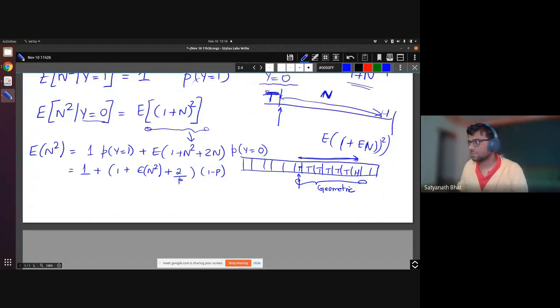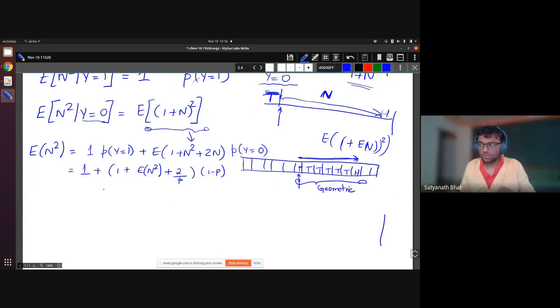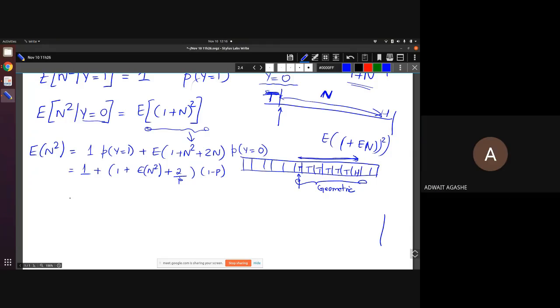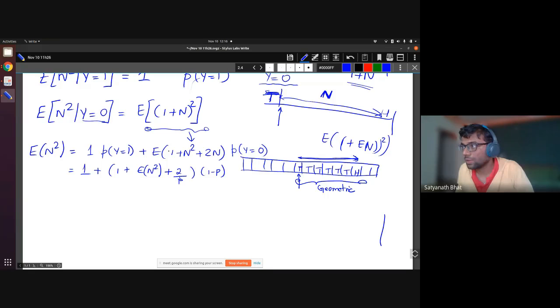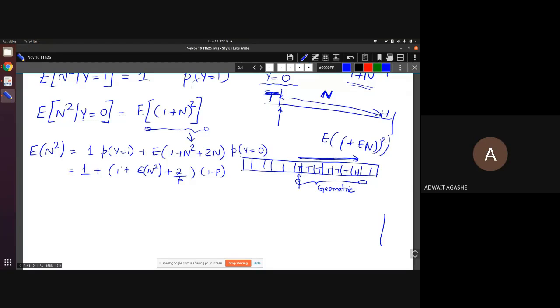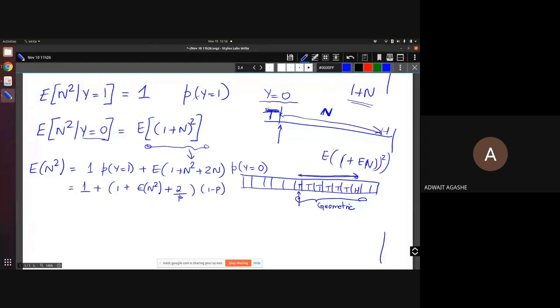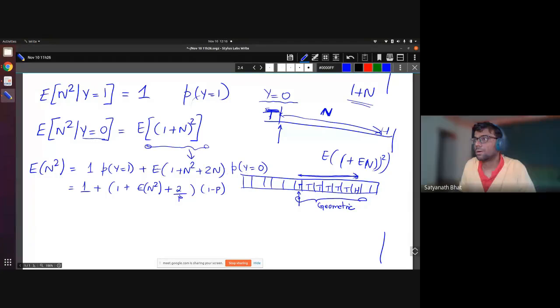Sir, the first term should be e, right? e of 1 is 1. No, the first term in the second line, you have written 1 plus. It should be p plus, right? 1 into p of y equal to 1. Oh yeah, correct. Thank you. Since I made a mistake, let me write more steps here.